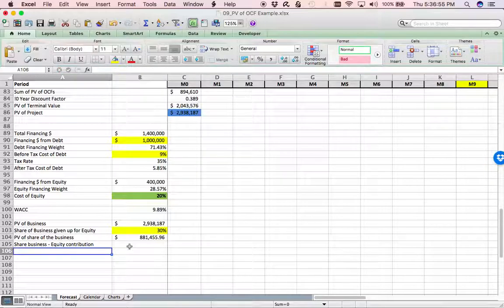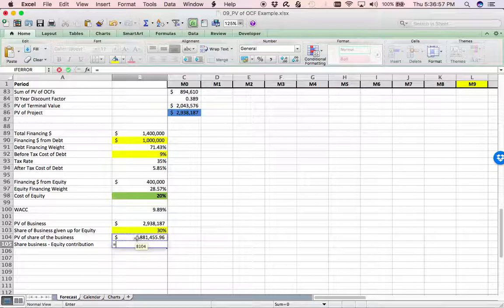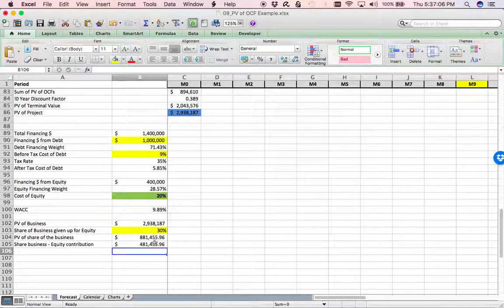All right, and so that is just the share of the business, the 880,000 minus the 40,000, and ideally I'd like those to be zero. This really calculates out when it's positive and says, assuming that it really was at a 20% cost of equity, you gave up way more than you should have, right? You gave up $481,000 more than what you got in return.